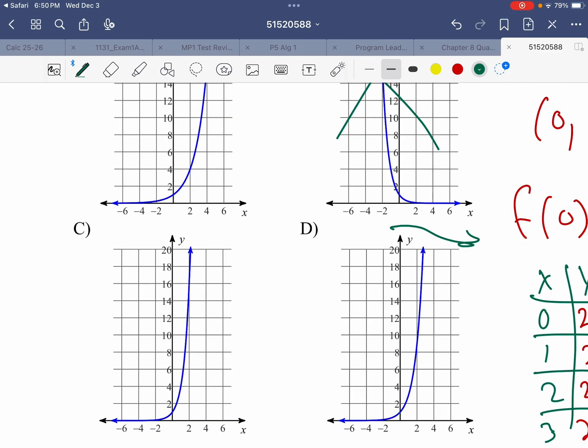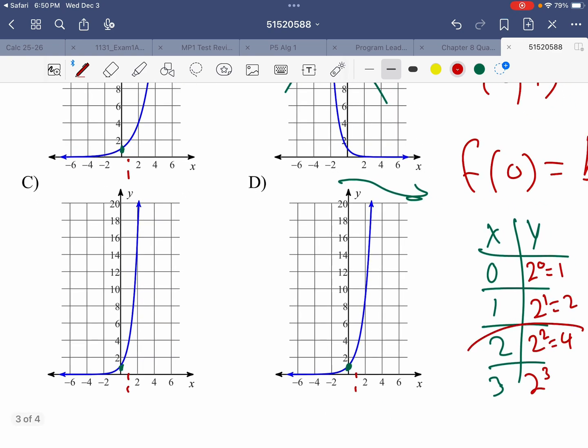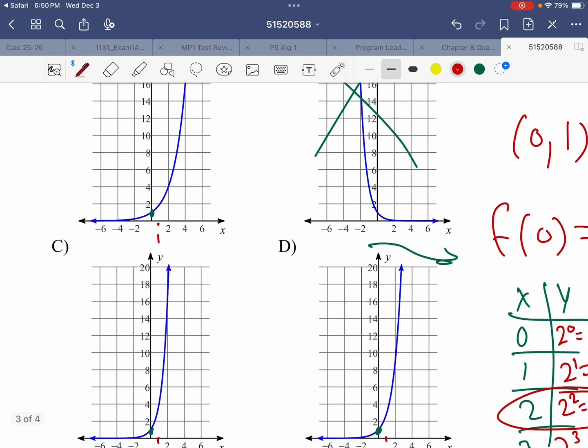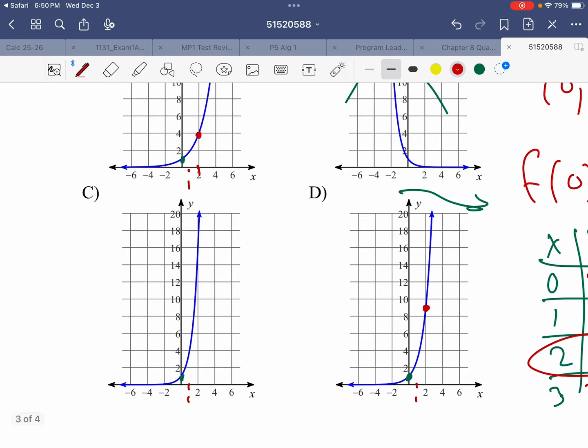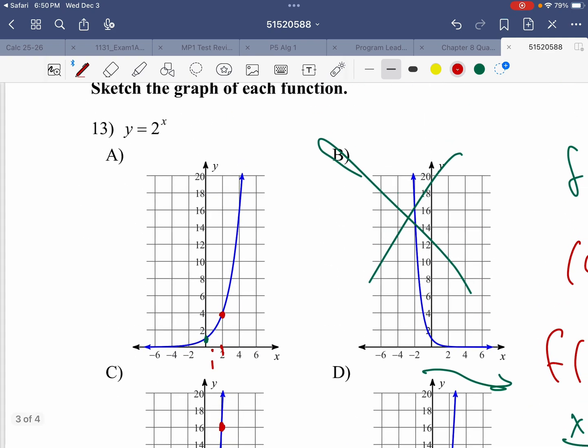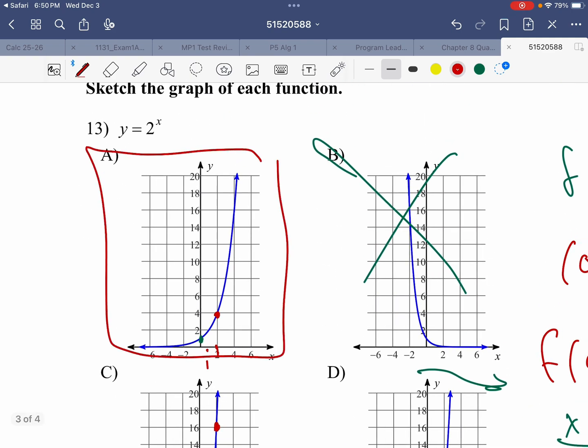All of these try to show us that they're starting at the point 0, 1, even though I don't think it's super obvious. It's hard to tell where the halfway mark is on here for like 1. So we could go by 2. And at 2, my y value should be 4. So here's 2. Looks like this one's 4. At 2, this is what looks like 9. And at 2, I think this is 16 over here. So my option would be A.